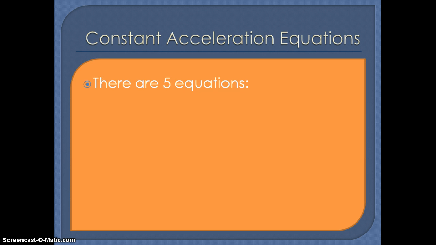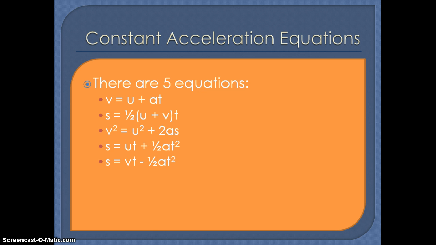There are 5 equations made up with different combinations of those values. So the first equation is V equals U plus AT, S equals a half, then in brackets U plus V, times by T, V squared equals U squared plus 2AS, S equals UT plus a half AT squared, and S equals VT minus a half AT squared.